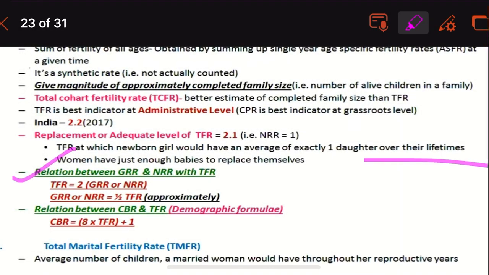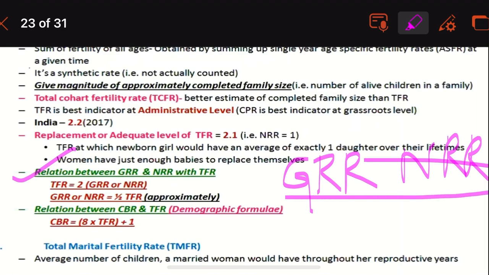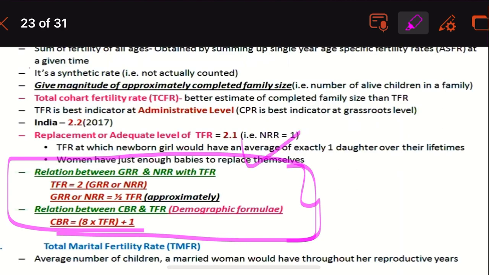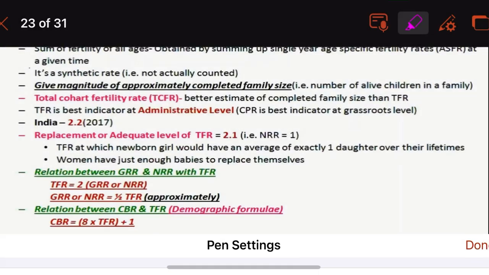The relationship between the gross reproductive rate and net reproductive rate. There is a relationship. This is for the PG exam preparations. At the UG level, I don't think so. These values are required, but for your NEET PG preparations, these formulas will help you. The questions have been asked. The underlined things are the questions which are seen in the previous question papers.